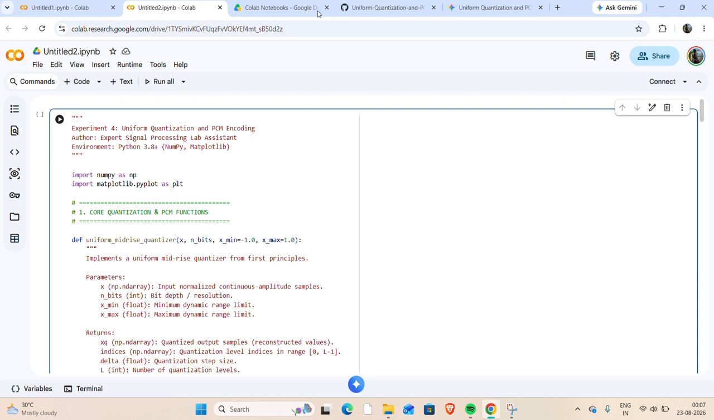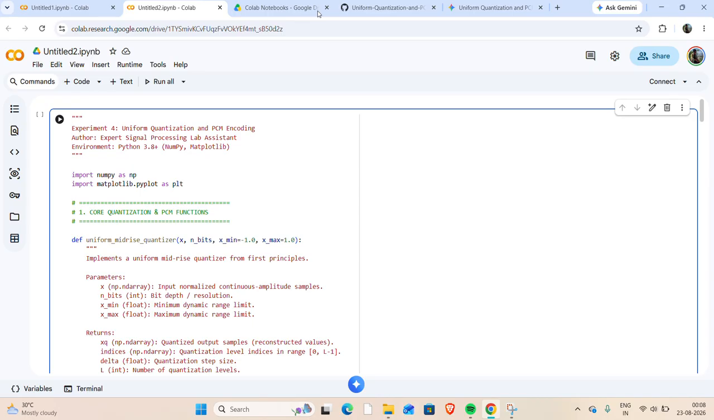First, we compare the original and quantized waveform. Second, we plot the staircase characteristics of the uniform quantizer. Third, we show the quantization error waveform and its histogram. Finally, we plot SQNR versus the number of bits and compare the practical result with the theoretical values.